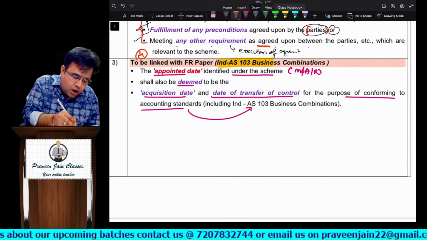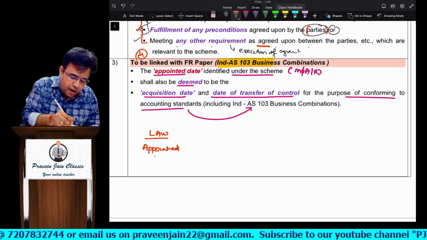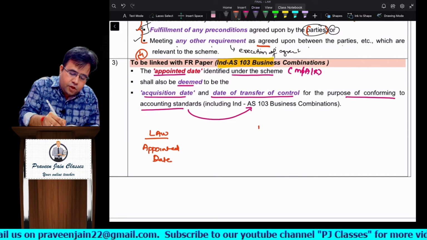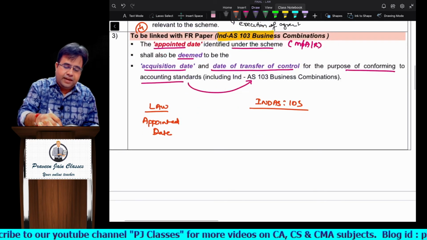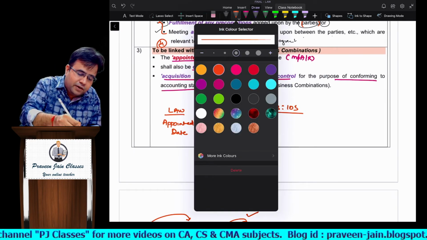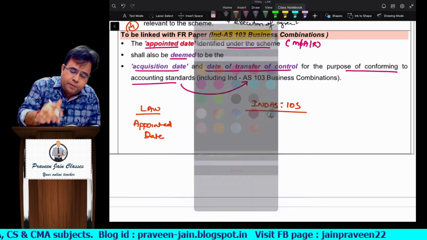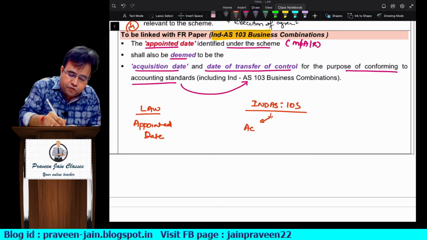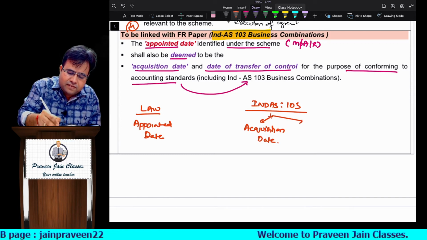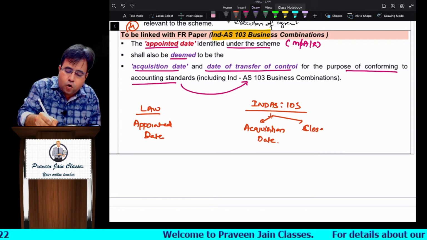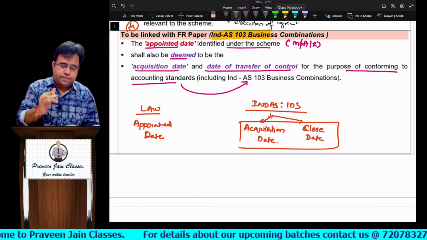sir. In law we are using a word appointed date. In law we are using a word appointed date, sir. In your Ind AS 103 which you are studying, sir, now I did also go through that standard thoda, not completely but little aspect I have gone through, sir. In that standard if you observe, sir, you will be finding first we have to find out something called acquisition date. Okay, and there is something also called as closure date or close date also is there, sir. Okay, agar aapne dekha ho Ind AS standard 103, sir.